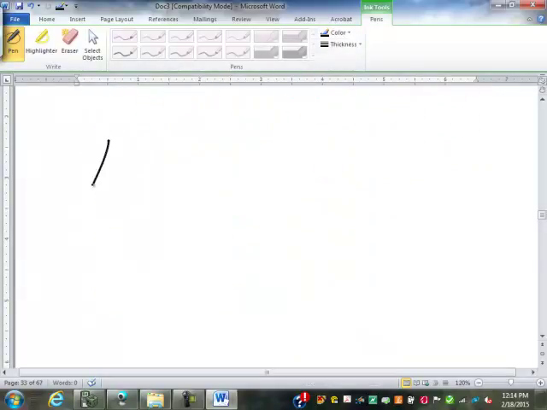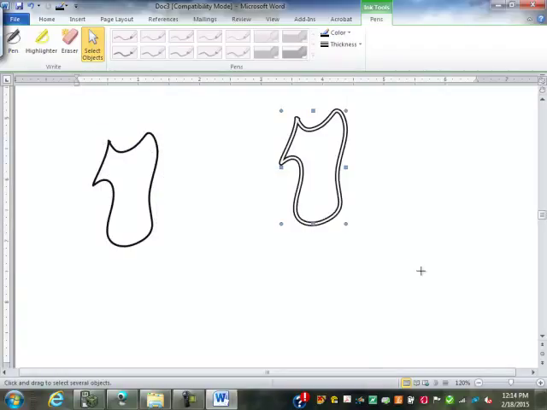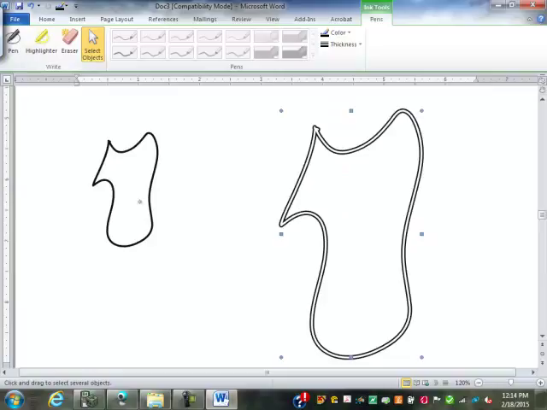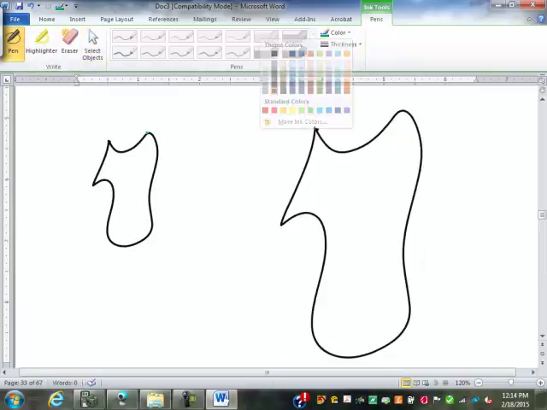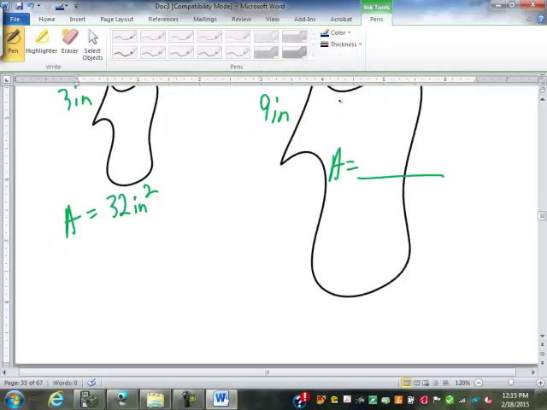For example, let me do kind of a weird shape here. And I'm going to enlarge it. So let's say in this first figure here, this side here is 3 inches. And the area of this whole thing is 32 inches squared. Over here, this is enlarged to 9 inches, and I want to find the area of this whole thing. Well, the ratio of lengths is 3 to 9. I'm going to reduce that to 1 to 3. Both of those can be reduced by 3.